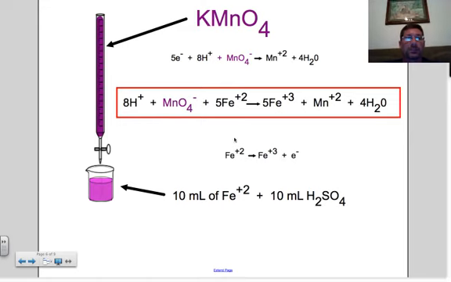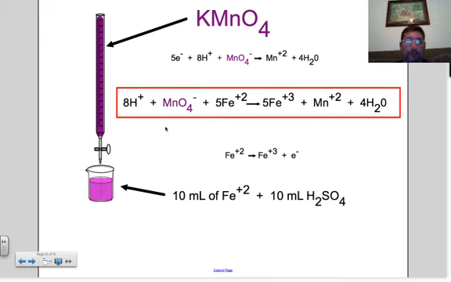Now, this is the entire reaction that takes place. Notice that one iron oxidizes and gives off 1 electron. But permanganate, one permanganate needs 5 electrons. So that means that it takes 5 irons to completely reduce 1 permanganate. So it's a 5-to-1 mole ratio.